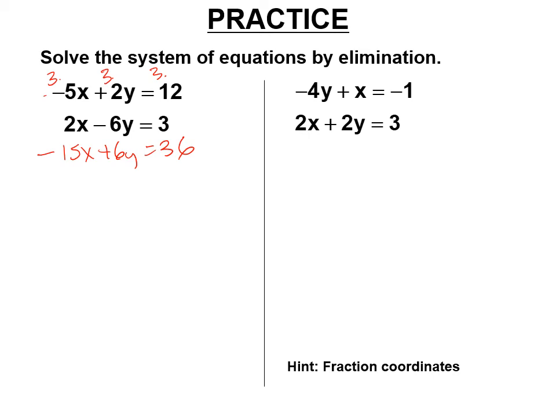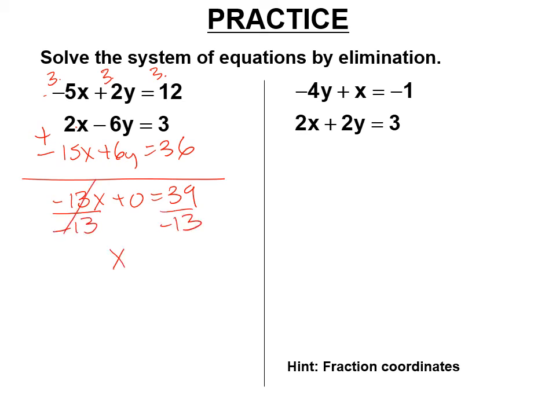So now I've got opposites, so I'm going to add them together. 2x plus negative 15x is negative 13x. Is that right? Yes, and this is 0, and 3 plus 36 is 39. Oh, this is going to work out nicely, because 39 divided by negative 13 is negative 3. So the x is negative 3. I'm going to put it in the top.